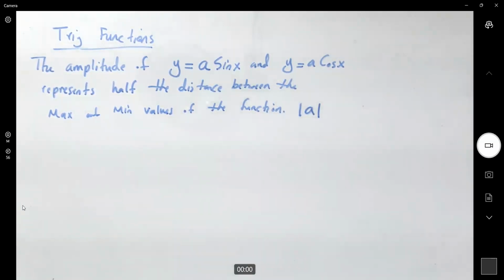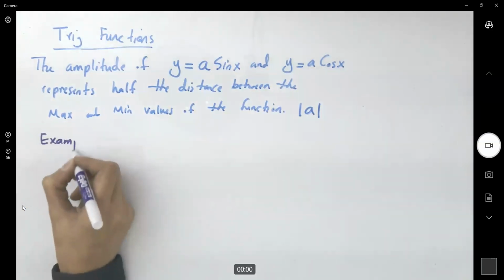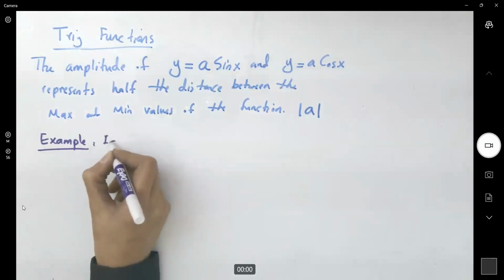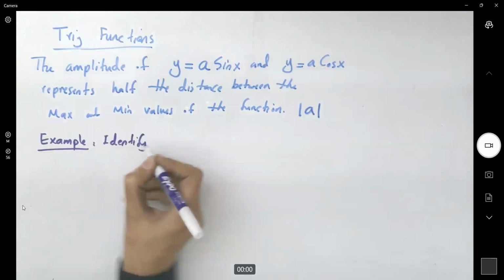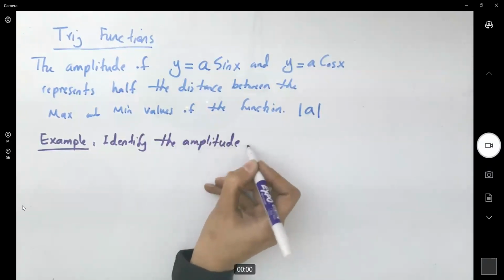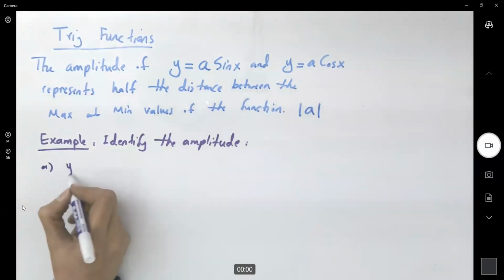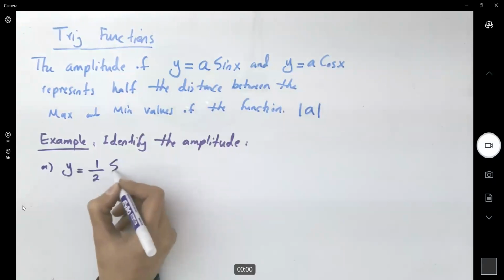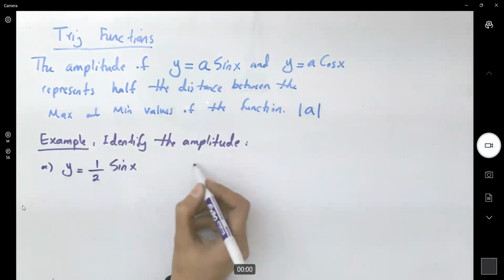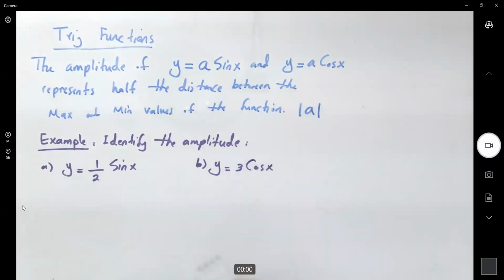Very good. Let's take a look at a couple of examples. Identify the amplitude. Our very first function is a, y equals a half sine x, and b, the second function, y is equal to 3 cosine x. What is the amplitude of these two functions?